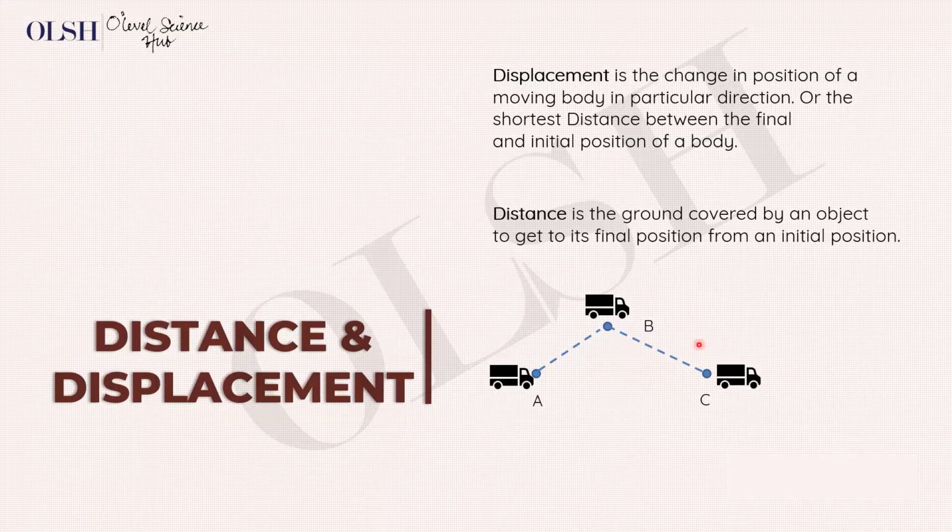If we look at this, we'll see that the distance covered is AB plus BC. That's the distance covered. Remember, distance is the ground covered by an object to get to its final position. So it starts from here and ends here, but the ground covered is AB plus BC. Now, what's the displacement? The displacement is the change in position of a moving body in a particular direction. So between the initial position and the final position, the displacement is AC. This straight line here is just the change in the position of the body from here to here. So AC is our displacement.